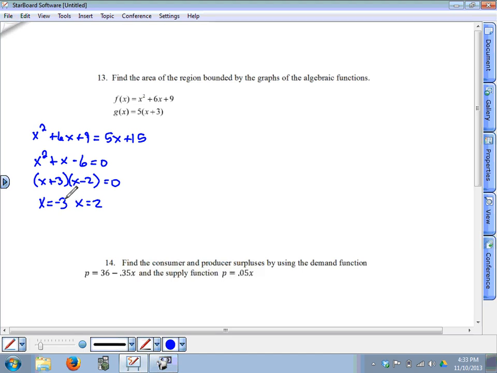A couple things you could do, if you think about the type of functions that are occurring here. This is a quadratic function, meaning it's going to be a parabola. This is a linear function. You could find graphically what's going on here. The function 5 times x plus 3 is 5x plus 15. So go to 15, and then the slope is positive 5.